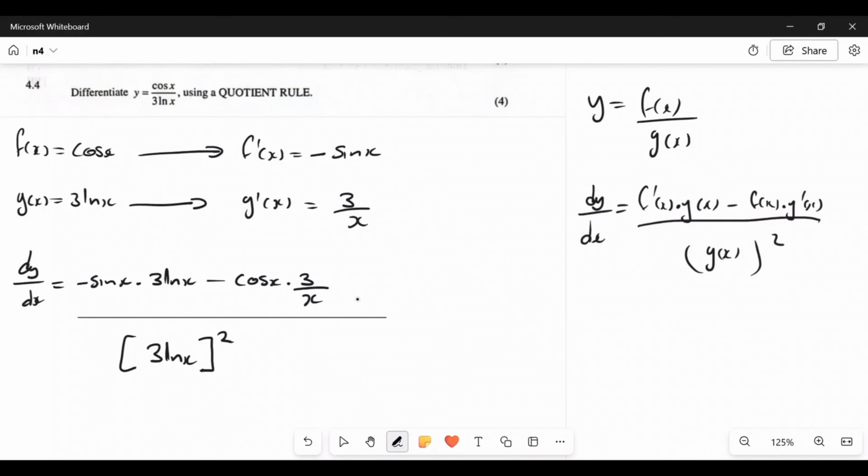Guys, you can leave it like this. Don't go further than this. Our answer is complete like this. In your level, there's no simplification required.